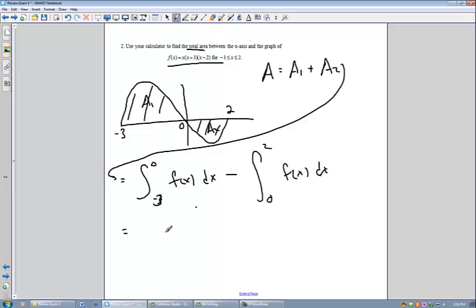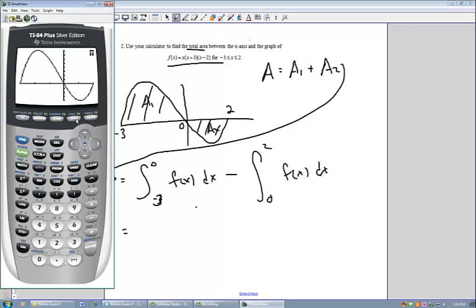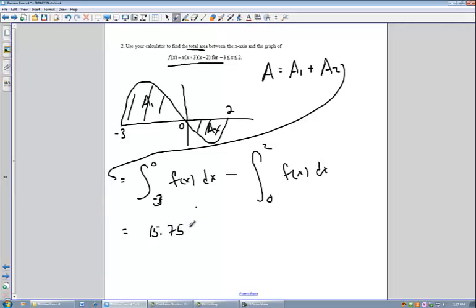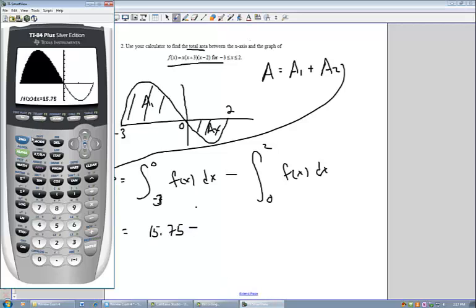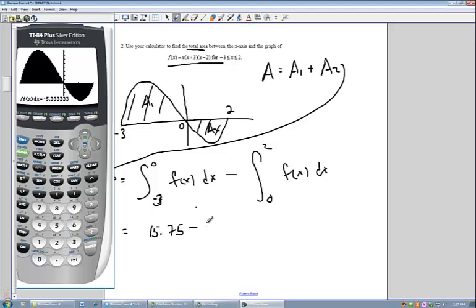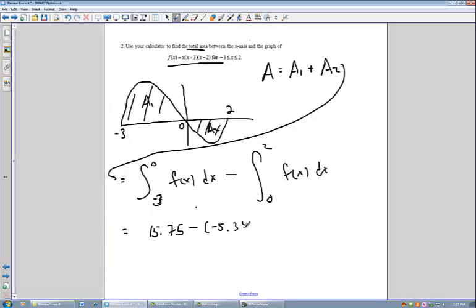And so that's equal to, my calculator says, second, trace, let's integrate, so go down to number 7, from -3 to 0. It's going to shade in that region, and it's going to say it's equal to 15.75. And then minus, let's go now, second, trace, to pull up the calculate menu, number 7, 0, enter, and then go to 2. And it's going to give me a -5.33333333. This is probably repeating.